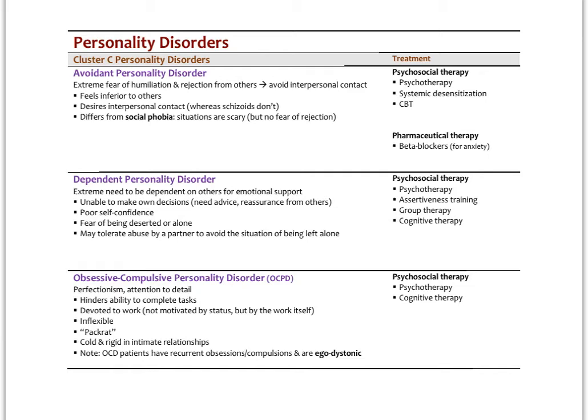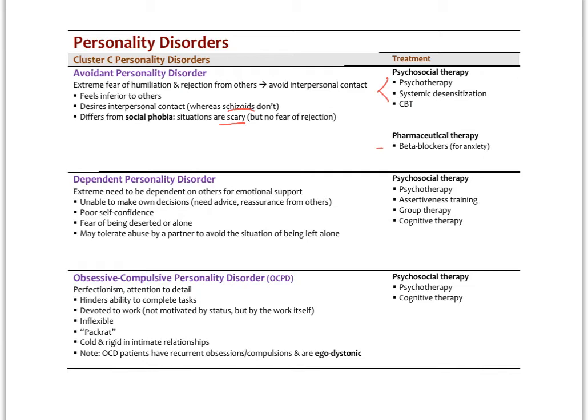Remember that schizoids tend to avoid interpersonal contact. This differs from social phobia in that in social phobia, the situations are scary, not the fear of rejection. So that's a difference there. Again, psychotherapy, desensitization therapy, and potentially beta blockers for anxiety would be the avoidant treatments.